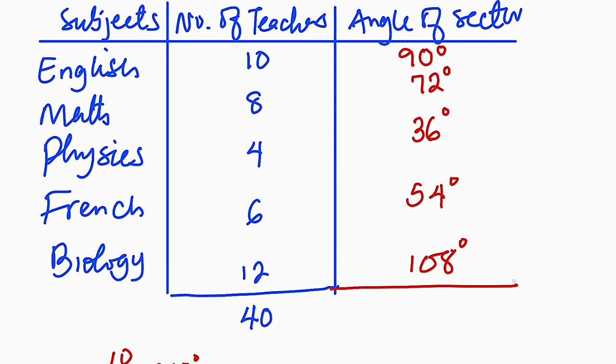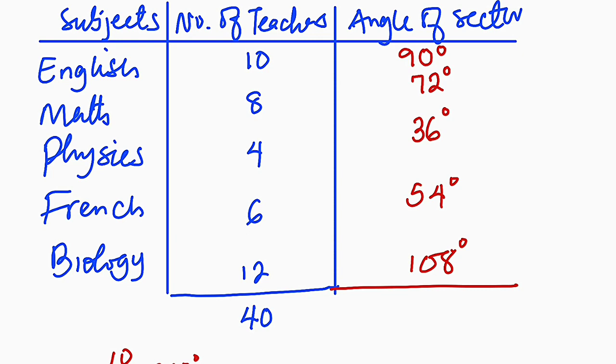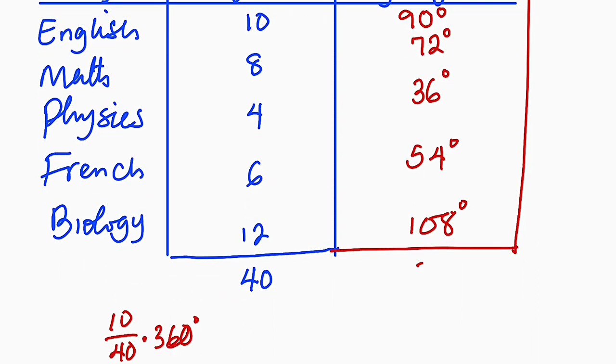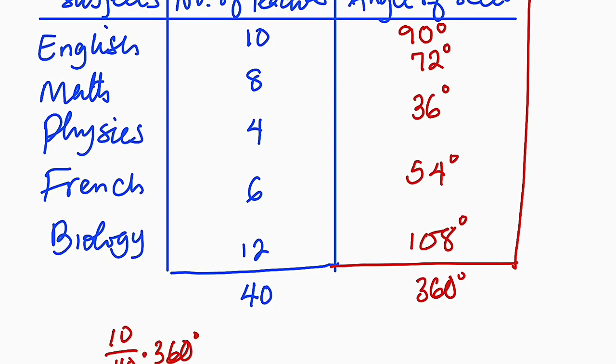And if you want to confirm these angles, you can add all of them together. You must get 360 degrees. Let's do that. 90 plus 72 plus 36 plus 54 plus 108. That is exactly 360 degrees. The next thing to do is to represent all of these subjects in a sector. And how can we do that?